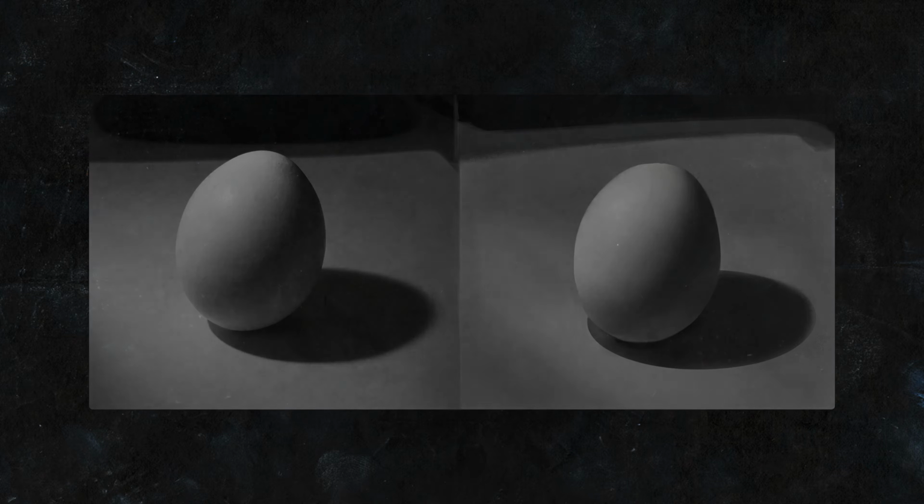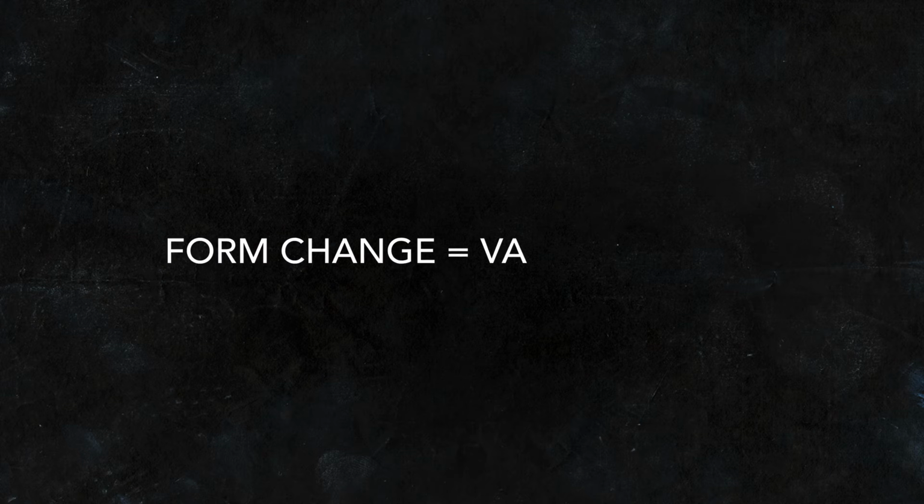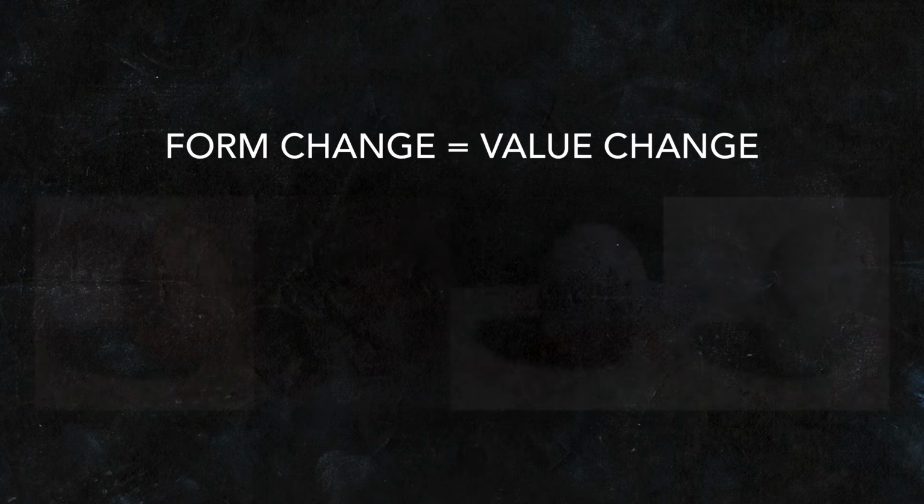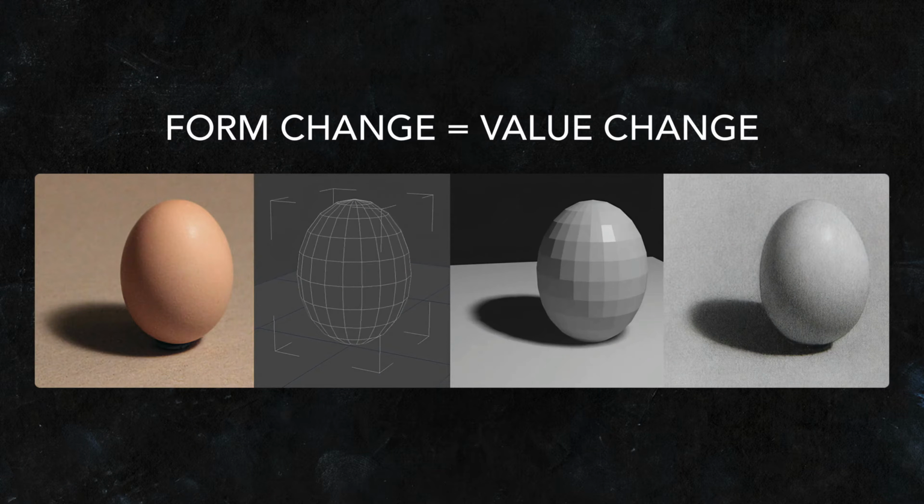One of the most important first principles of this course is that form change equals value change. The surface of an egg turns continuously. Because of that, the tonal value has to change continuously as well.